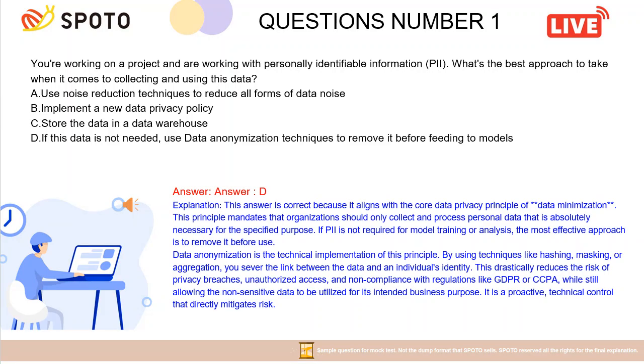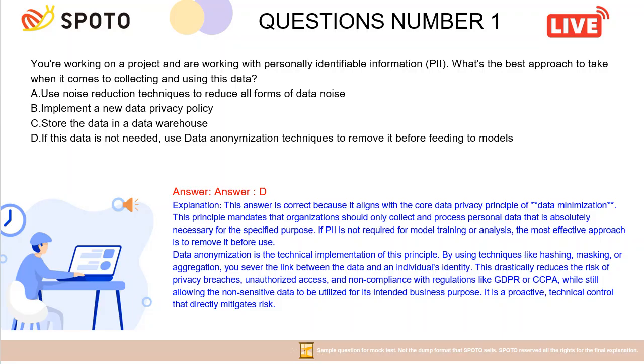Answer, D. This answer is correct because it aligns with the core data privacy principle of data minimization. This principle mandates that organizations should only collect and process personal data that is absolutely necessary for the specified purpose. If PII is not required for model training or analysis, the most effective approach is to remove it before use. Data anonymization is the technical implementation of this principle.